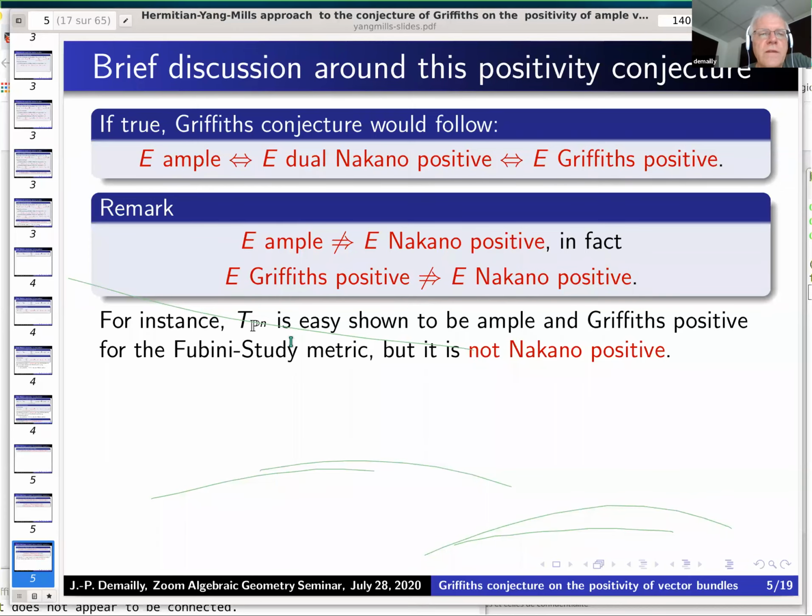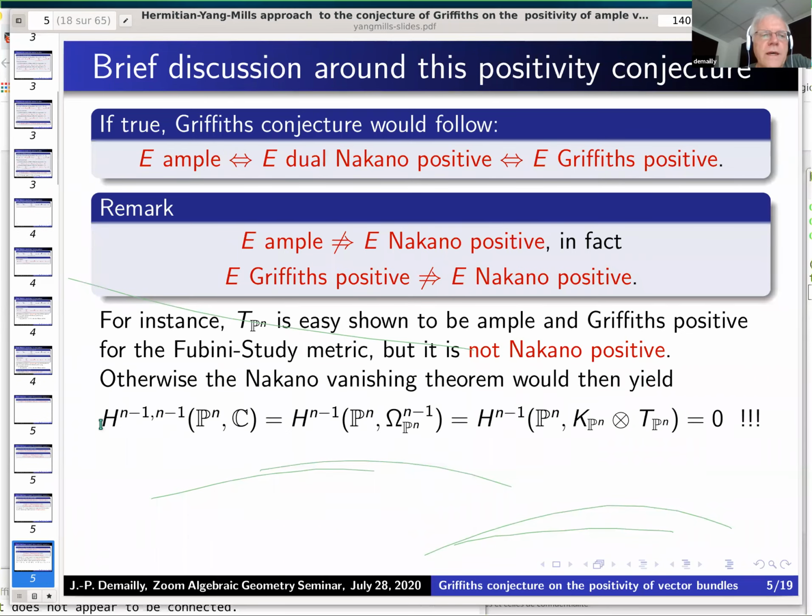For instance, if you take the tangent bundle of P^n, it's very well known it's ample. And also you can check that the standard Fubini-Study metric makes it Griffiths positive, but it's not Nakano positive. In fact, if you apply the Nakano vanishing theorem, you would compute H^{n-1,n-1} of P^n and C. So it's the same as H^{n-1}(Omega^{n-1}). And then just by contraction, it's the same as the canonical bundle of P^n tensor the tangent bundle. But by the Nakano vanishing, it would be 0 if T_{P^n} would be Nakano positive. And this is a contradiction because, of course, this group is non-zero.